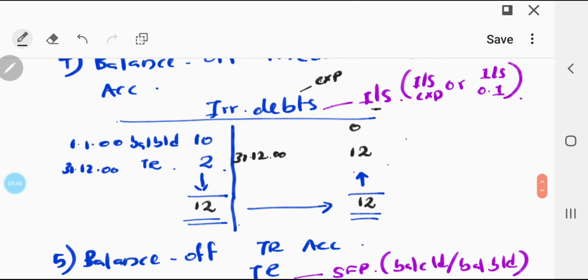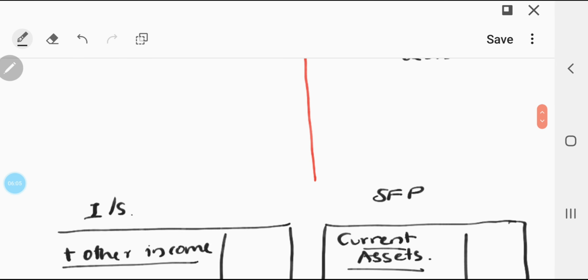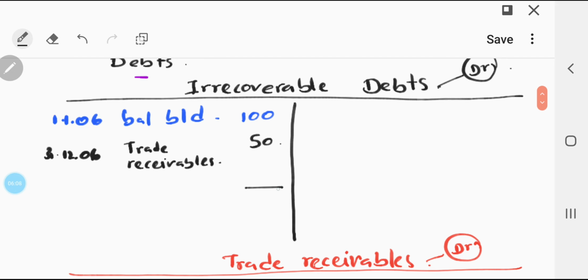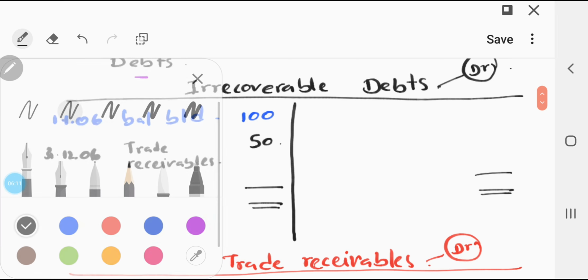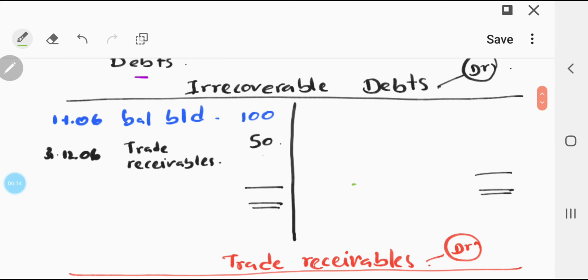If any value or any difference appears on the credit side of a ledger, and if that specific account belongs to the income statement, consider it as income statement expense. So let's balance off the irrecoverable debt account as per the same example. We find only on the debit side 150, 150, take away 0, so 150 again, 31st 12 2006, income statement expense.